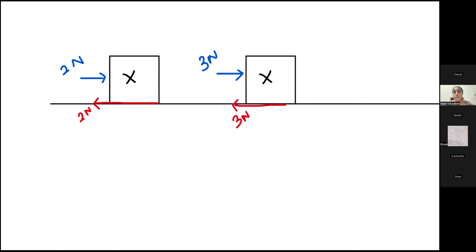Since it didn't move, I increased the force a little. Now what does the table do? It also increases its force. It increases the friction even more. So when I gave a 3 Newton force, the other surface will also give a 3 Newton friction force. Again the two forces will balance. My 3 Newton force and the 3 Newton friction force balance, and object X will not move.